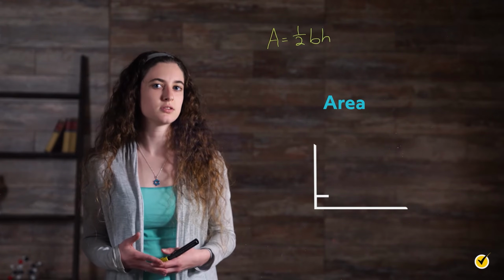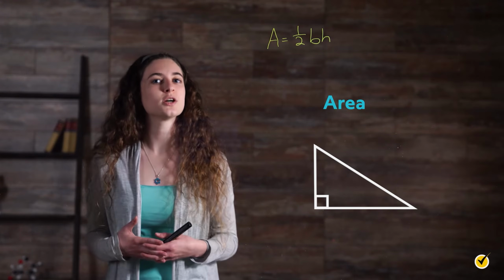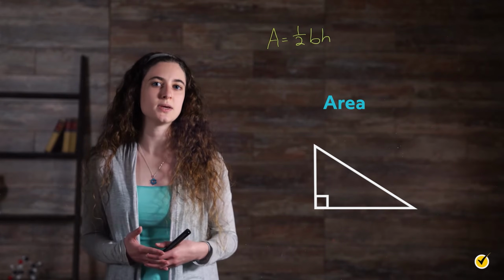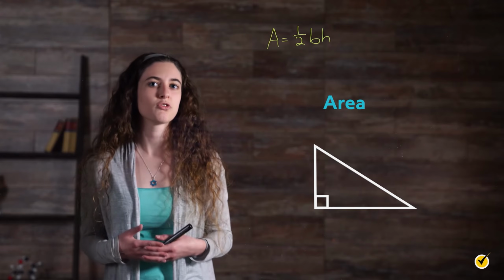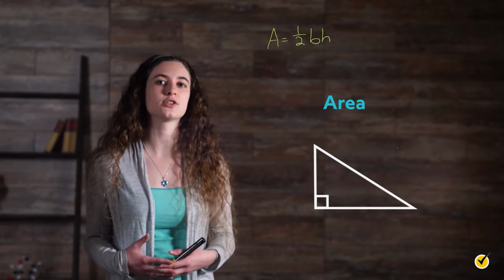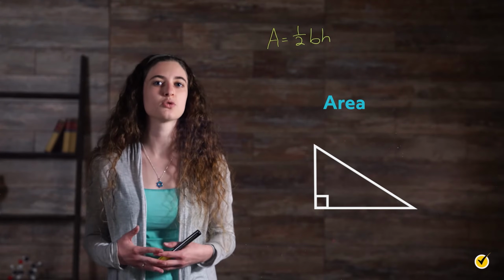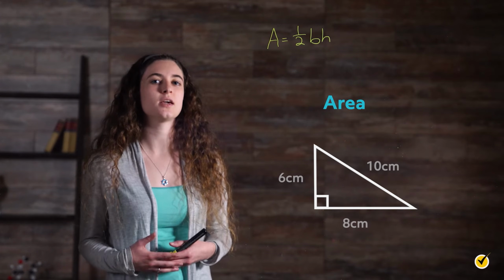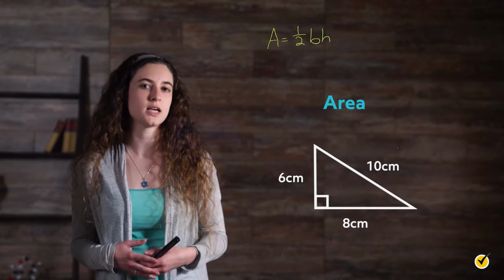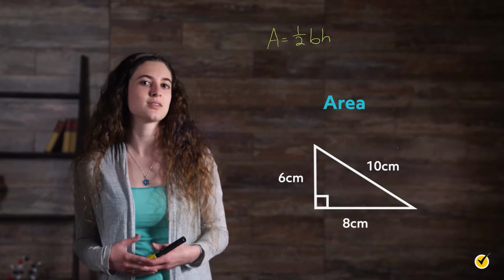Let's start with the right triangles. We have our formula, but the question we need to answer is which side is B and which side is H. For a right triangle like this one, B and H are the two sides adjacent or next to the right angle. It doesn't matter which is which, so let's say that B equals 6 centimeters and H equals 8 centimeters. Now we can plug them into our formula.